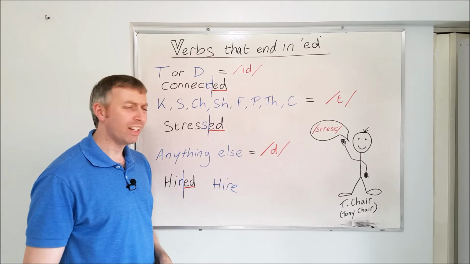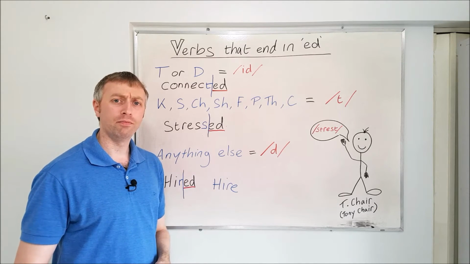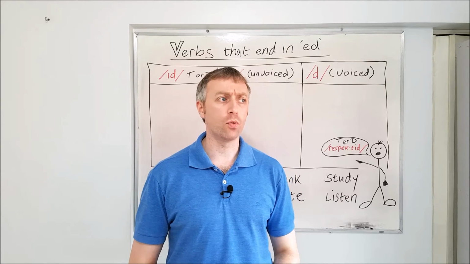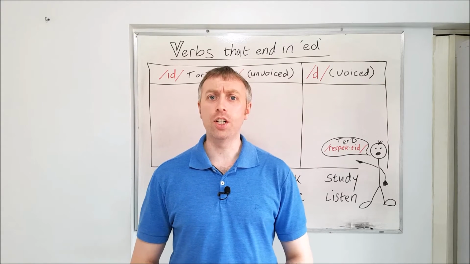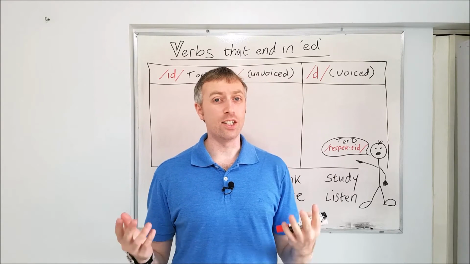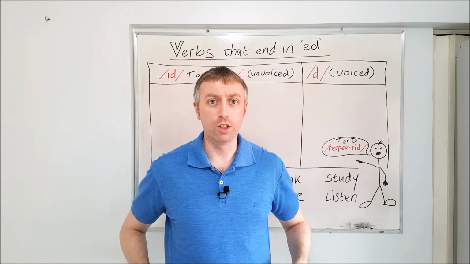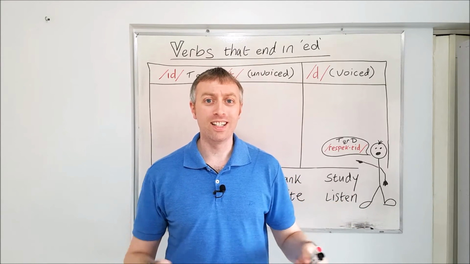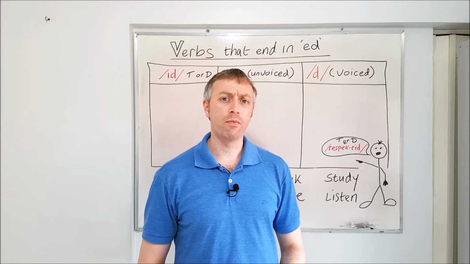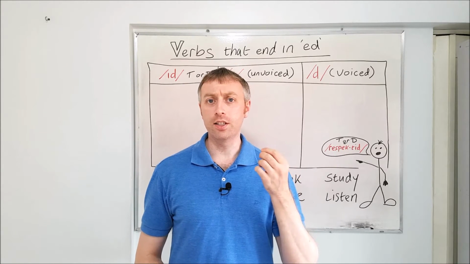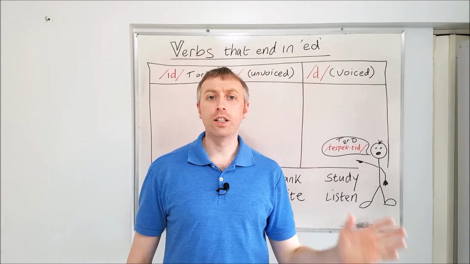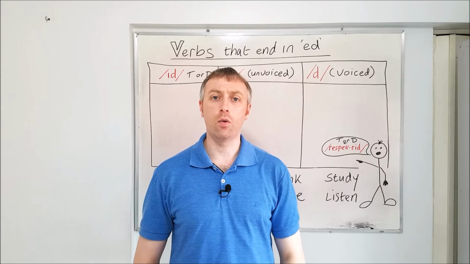Right. Now for the other way. How else can you tell the sound difference? Well, you had a very easy chart. The problem with a chart is that it's not always on your person. You might say, oh no, I've forgotten my chart. I can't check how to pronounce this word. So, okay, the alternate way is to use your knowledge of voiced and unvoiced sounds.